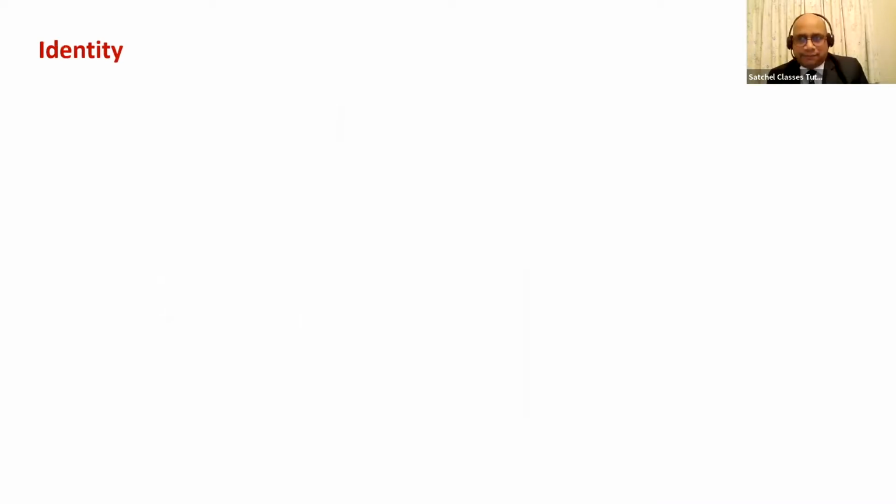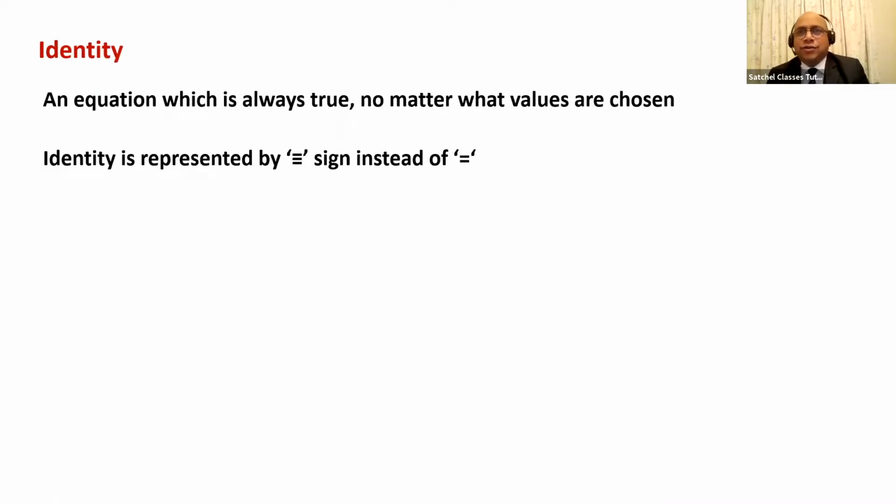What are identities? Well, identities are equations which are always true no matter what values of the variables are chosen. An identity is represented by three lines, as against two lines in the case of an equation. So if it is an identity, we represent it by three lines. Examples of identity are x plus y and y plus x. As you know, x plus y will always be the same as y plus x. Even if I change the order of the terms, it represents the same thing, and hence it's an identity.